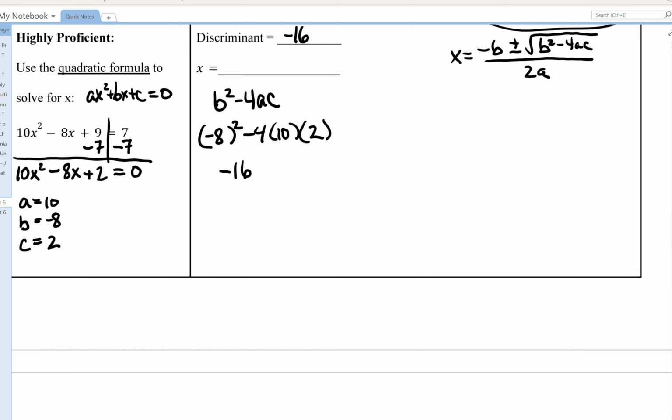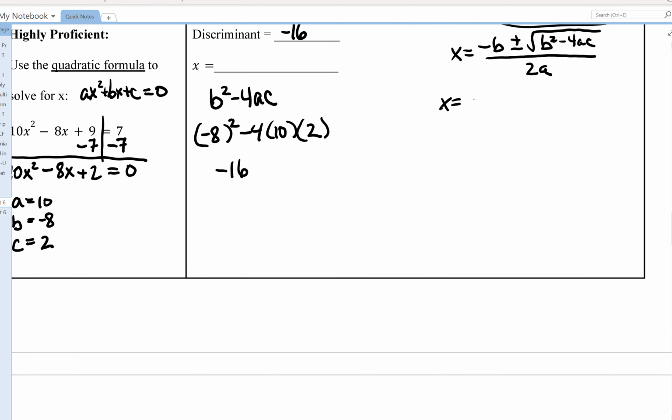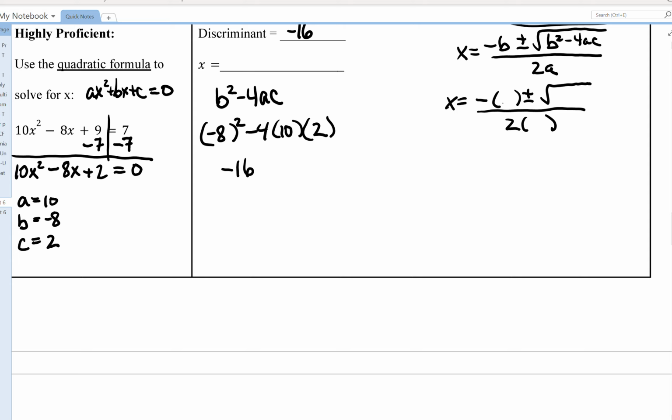And I'm going to go over here and plug in the values. So x equals negative blank plus or minus the square root of blank all over 2 times a, which is blank, and b, which is negative 8. I'm going to plug that in, negative 8. My discriminant is negative 16. That's my b squared minus 4ac, so that's what goes right there. And so that would be negative 16. And then a is 10, so then I just put 10 there.